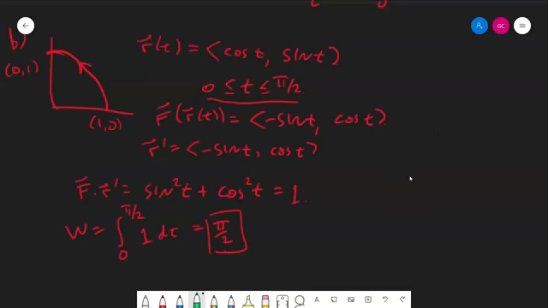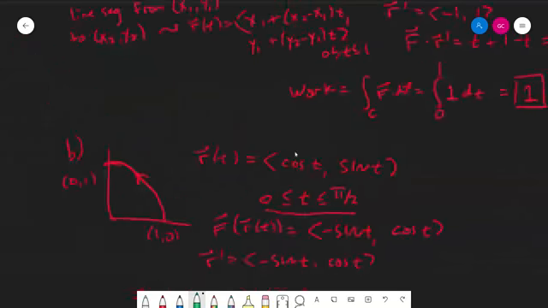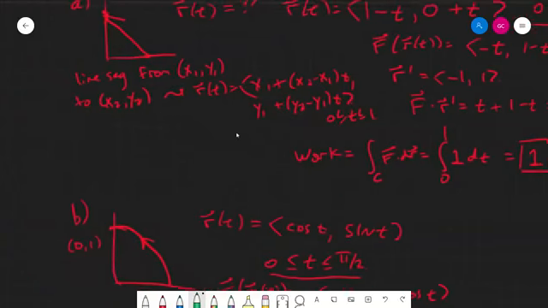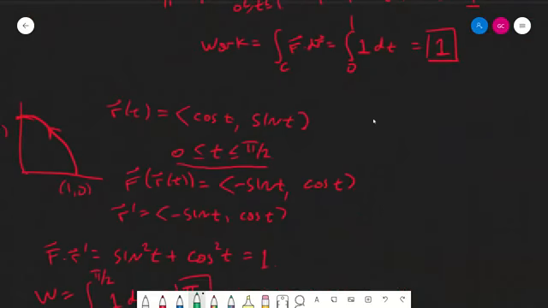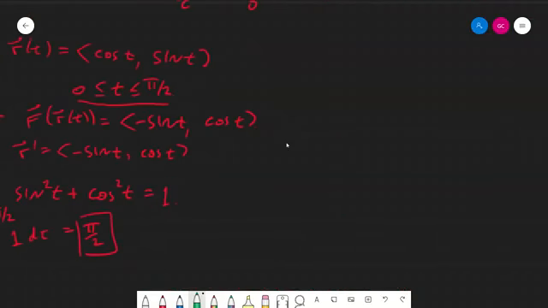So let me highlight something very important here, which is that I had two paths. They started and ended the same way. They both started at (1, 0), and they both ended at (0, 1). But they did not give me the same work. Right? So for line integrals, the path actually matters, not just the beginning and the end.